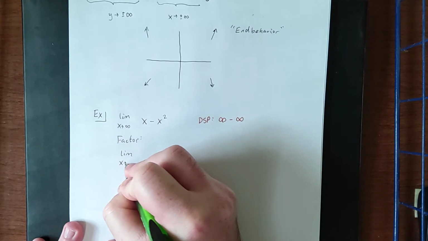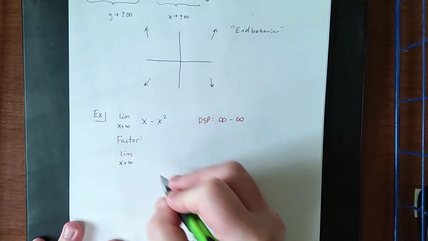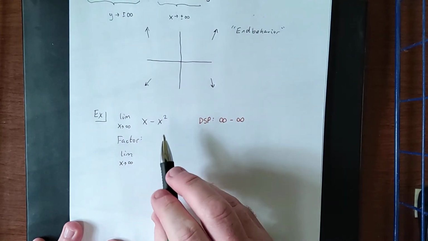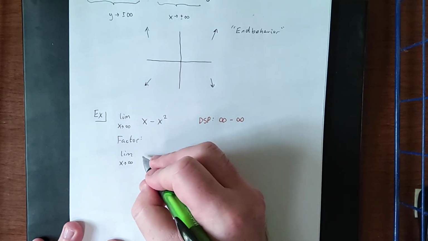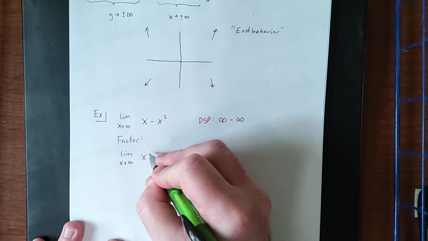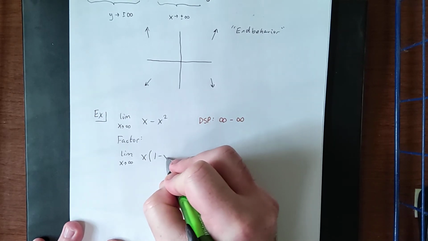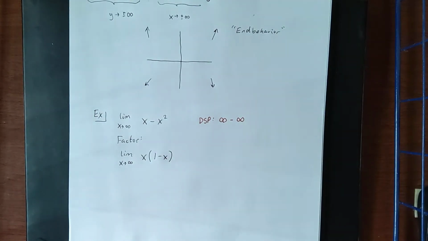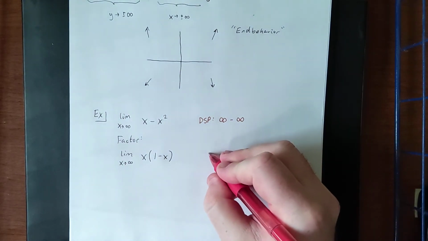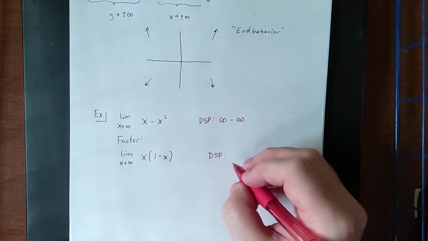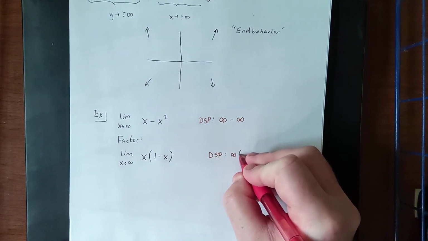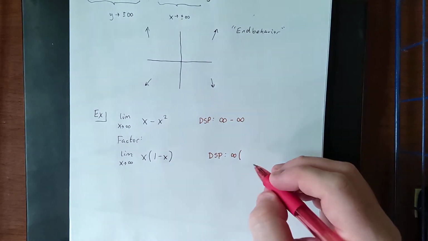When we have infinity minus infinity, this is an indeterminate form, but when we have infinity times infinity, it is not. So with that in mind, I can factor out a greatest common factor of x and be left with 1 minus x. Then if I were to attempt to use the direct substitution property in this situation, I would be multiplying positive infinity times 1 minus positive infinity.